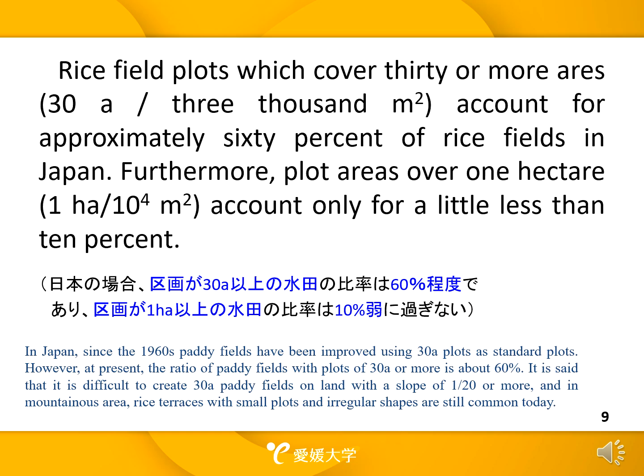In Japan, since the 1960s, paddy fields have been improved using 30A plots as standard plots. However, at present, the ratio of paddy fields with plots of 30A or more is about 60%. It is said that it is difficult to create 30A paddy fields on land with a slope of 1/20th or more, and in mountainous area, rice terraces with small plots and irregular shapes are still common today.